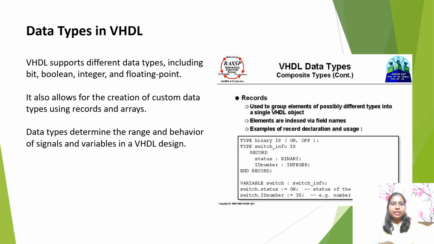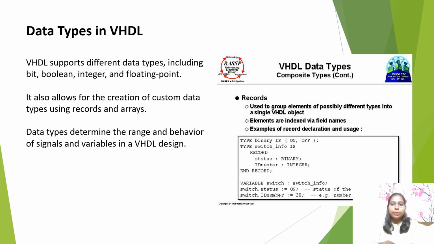Data types in VHDL. VHDL supports different data types including bit, boolean, integer, and floating point. It also allows for the creation of custom data types using records and arrays. Data types determine the range and behavior of signals and variables in a VHDL design.